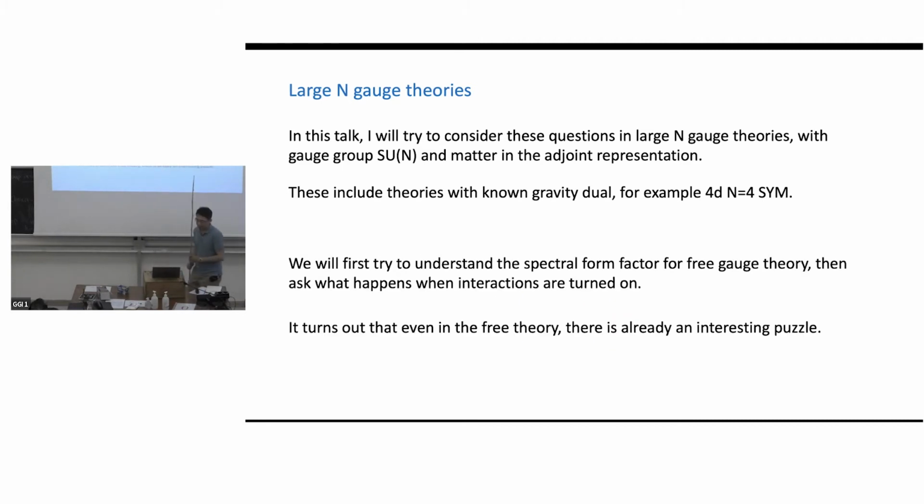Okay. So in this talk, I will first try to understand the spectral form factor for free gauge theory. So that is a case that we should be able to solve exactly. Then we'll ask what happens when you turn on the interaction. So what's changed and what remains unchanged. It actually turns out that after you sit down and do this calculation, you see that even in the free theory, there's already an interesting puzzle that you need some interesting ingredients to solve.